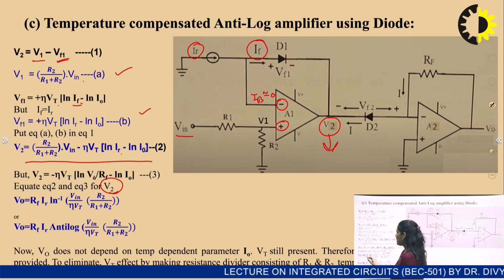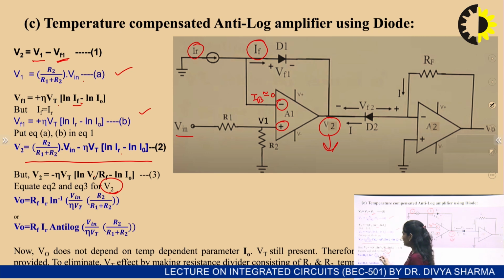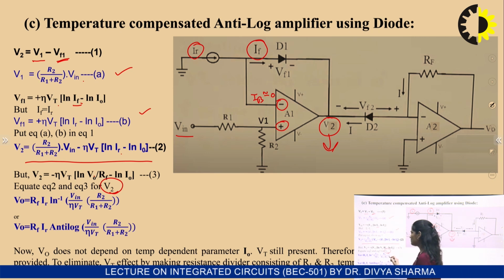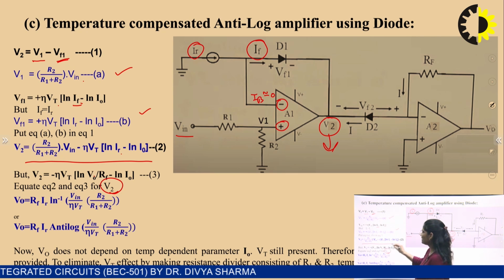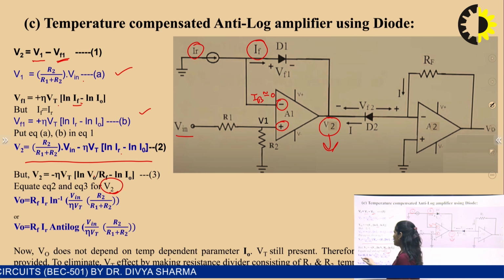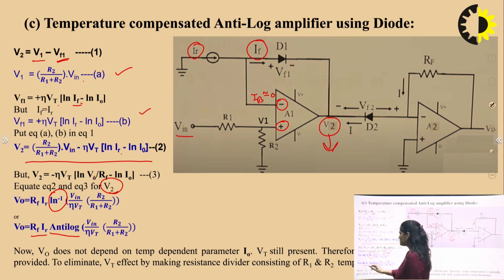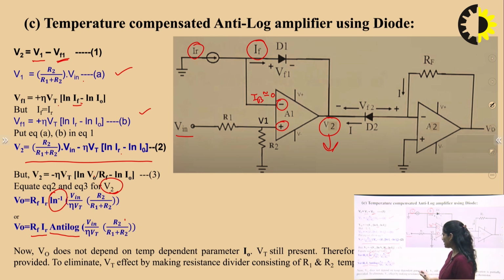V0 is equal to IR Rf ln inverse of V in upon eta Vt times R2 upon R1 plus R2. By equating these two equations we can find out the output voltage, and you can write log inverse as antilog. So the output voltage is equal to IR Rf, this is the reference voltage, anti-logarithmic of the input voltage upon eta Vt times R2 upon R1 plus R2. In this equation we can see the output voltage does not depend on the temperature dependent parameter I0.